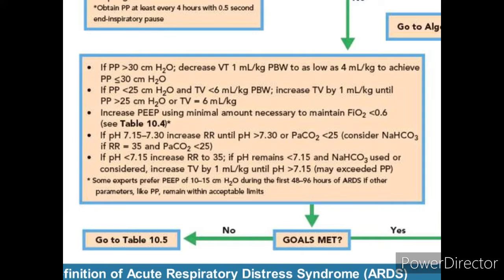Suppose the pH is less than 7.15, increase the respiratory rate to 35. If the pH remains less than 7.15, then sodium bicarbonate can be used, and you can increase the tidal volume by 1 ml per kg until the pH is more than 7.15. In this case, there is an exception given that you can increase the plateau pressure to more than 30.